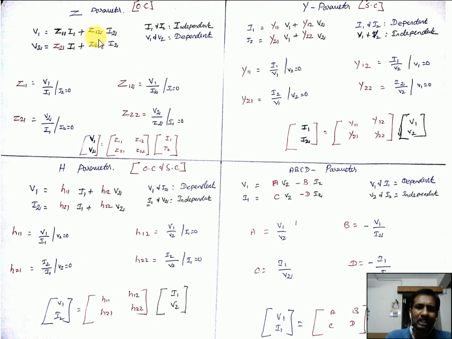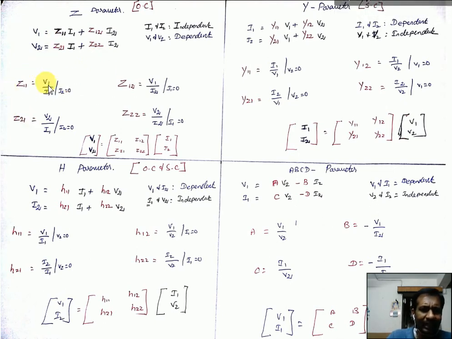For Z parameters, normally the open circuit method is used to solve problems. You can call it the open circuit method. I1 and I2 are called independent variables, and V1 and V2 are called dependent variables. It is easy to remember: I starts with I, so I1 and I2 are independent, and V1 and V2 are dependent.